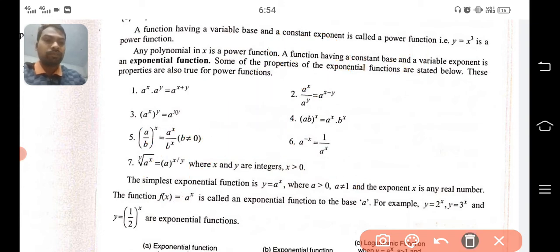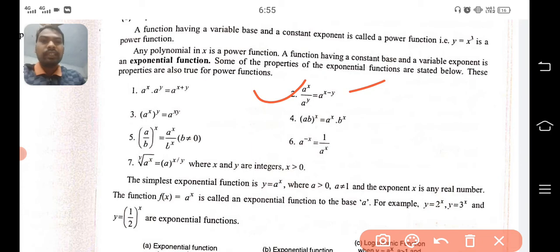Clear? Okay. And there are some expressions of the exponential function given: a to the power x into a to the power y is equal to a to the power x plus y. And the second is a to the power x divided by a to the power y is equal to a to the power x minus y.